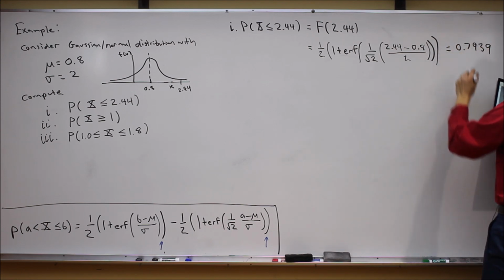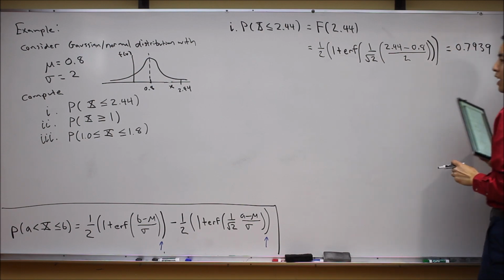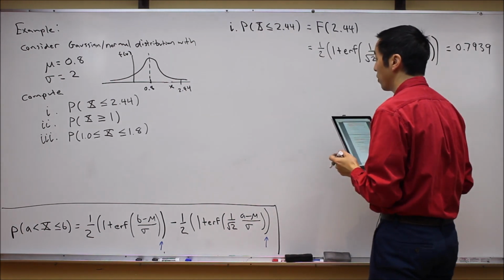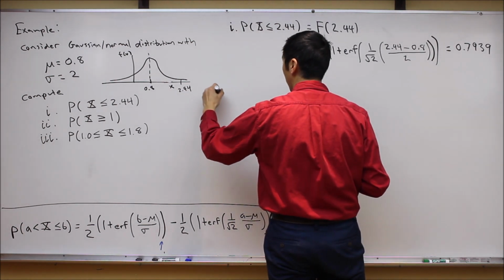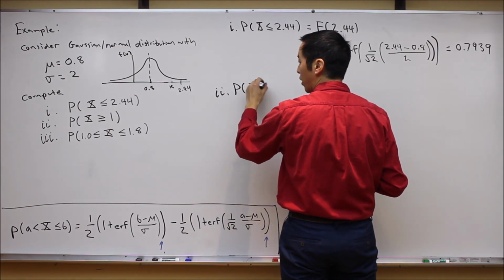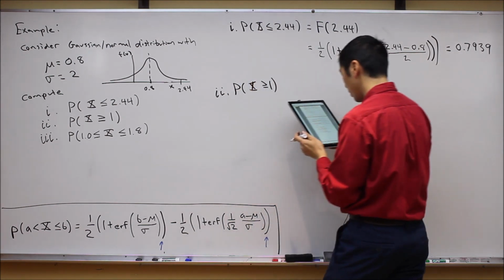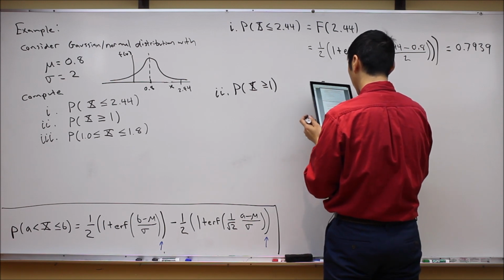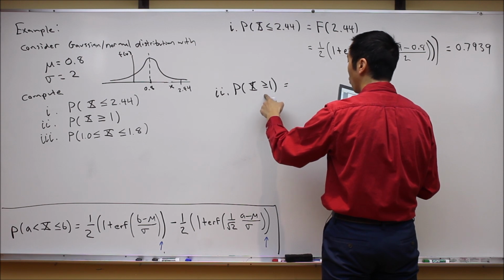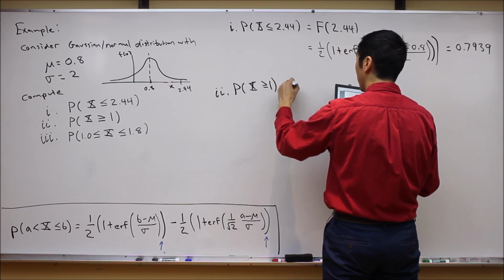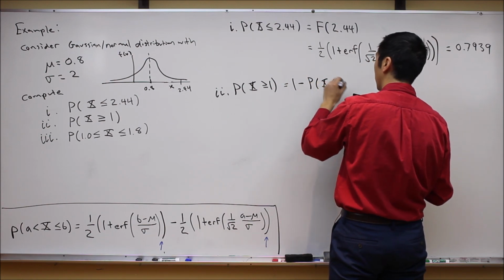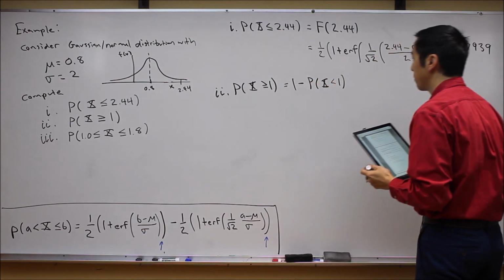0.7939. Okay? So there's about an 80% chance that any sample drawn from this distribution is going to be below 2.44. Okay, let's move on to the second example. I would like the probability that x is greater than or equal to 1. Let's do a little trick here to make this easier. I think everyone would agree that the probability that a sample is above 1 is basically the complement of the probability that a sample is less than 1. It's the same thing.